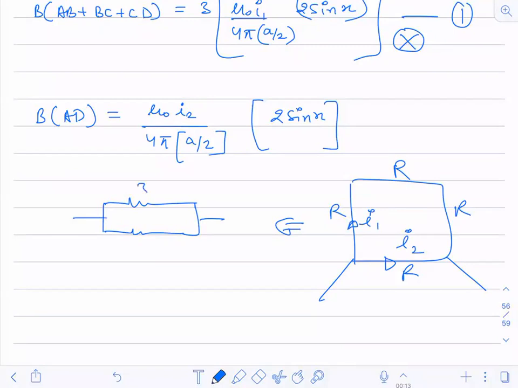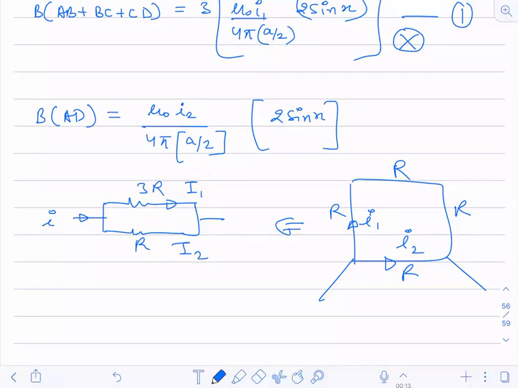This is 3R and this is R. The first one is 3R and the bottom one is R. So how will this current I get divided? Suppose I1 is going over here, and here I2 is going. So how will you decide which current is how much? How will you divide it?